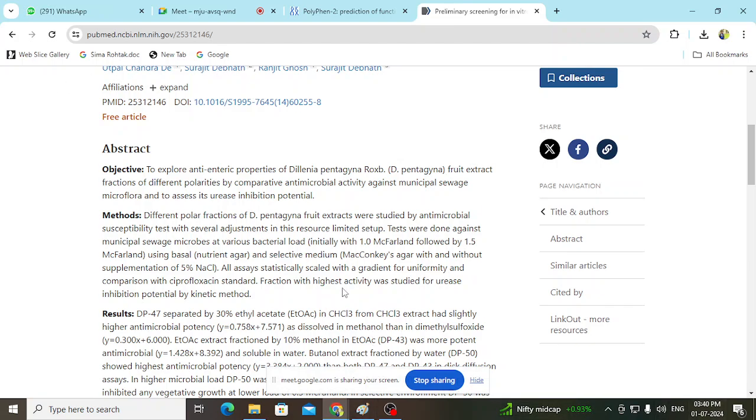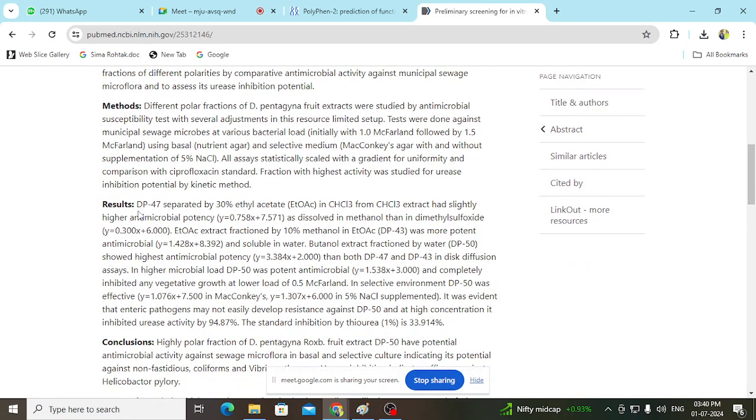extract which has been isolated in 2-3 types of extract. For example, here you see DP47 was separated by 30% ethyl acetate. Then one more is there, one is isolated by 10% methanol. Then there are, I think, 3 fractions: DP47, DP43, DP50. And DP50 was isolated by butanol.